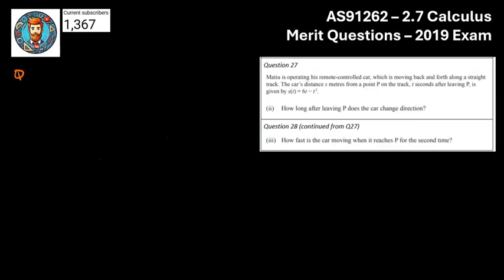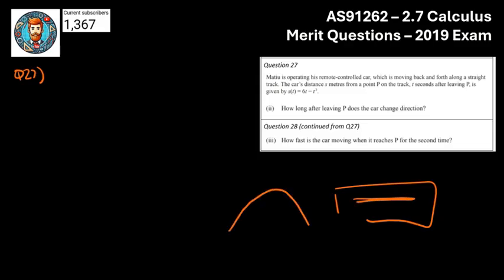Now moving on to question number 27, second to last merit question from this exam. So we've got a remote control car. They're moving back and forth. The displacement is given by that equation. And then what it's saying is that the car is moving back and forth along a straight track. So if you imagine a track, you're moving back and forth, right? So that kind of looks like a parabola, right? It would go forward and then it would head back. And obviously that axis there is as time goes on.